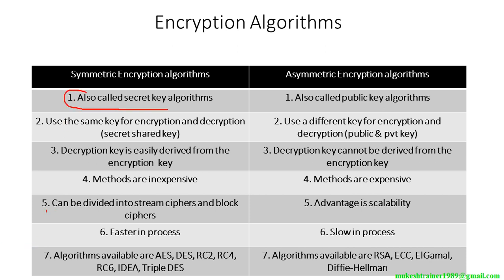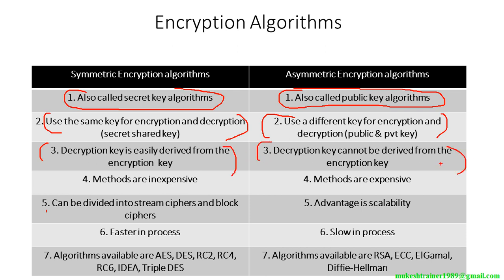Symmetric is also called secret key algorithm and asymmetric is also called public key algorithm. Symmetric uses the same key for encryption and decryption, and asymmetric uses a different key for encryption and a different key for decryption. The decryption key is easily derived from the encryption key in symmetric. The decryption key cannot be derived from the encryption key in asymmetric. A reversible process won't be easy with asymmetric actually.